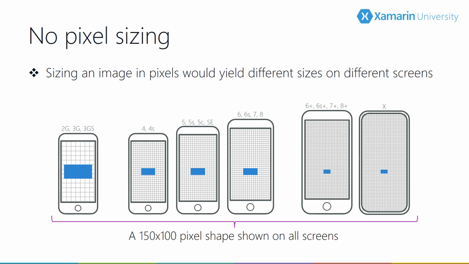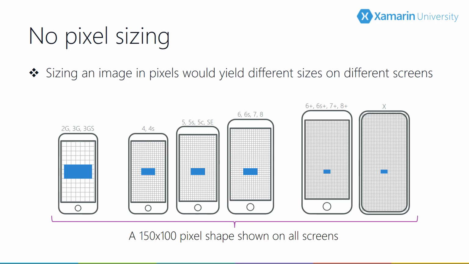Now, because all of our devices have different pixel density ratios, it's hard to create a consistent looking UI. For example, if I placed a control on the screen, this blue control, and sized it at 150 by 100 pixels, on the 2G, 3G, and 3GS it would look the size you see on the screen. But as the pixels per inch increases, the actual size of the control will decrease, because the pixels are smaller and smaller, thus making the overall control smaller and smaller.